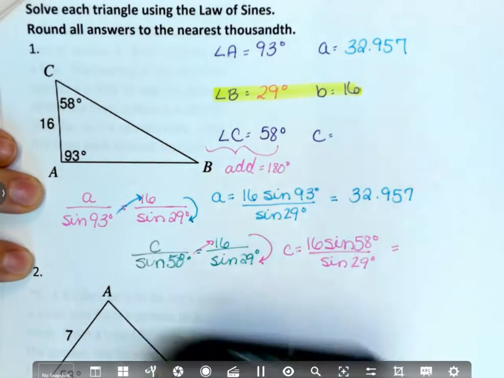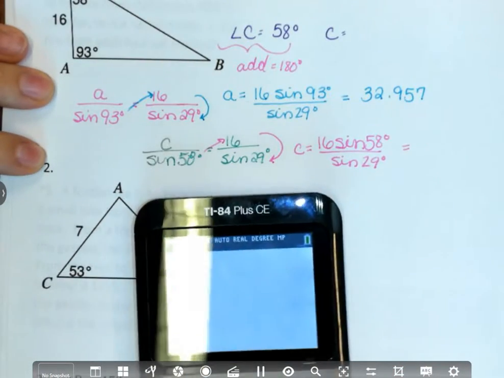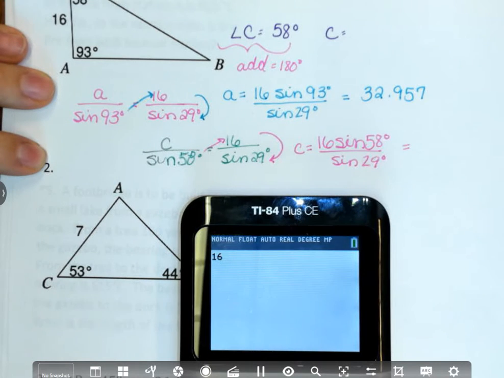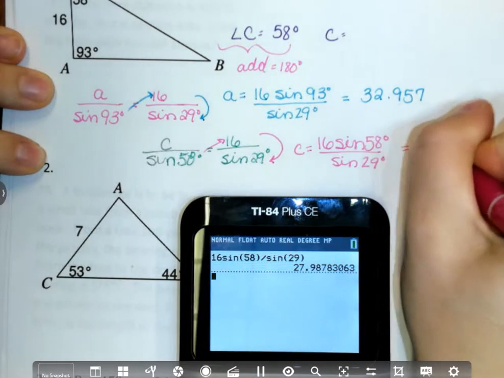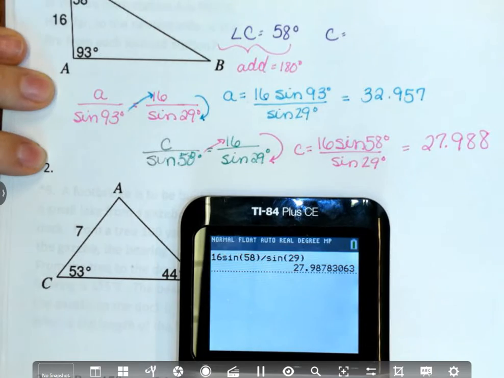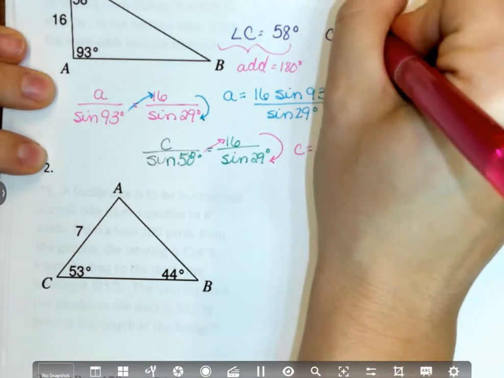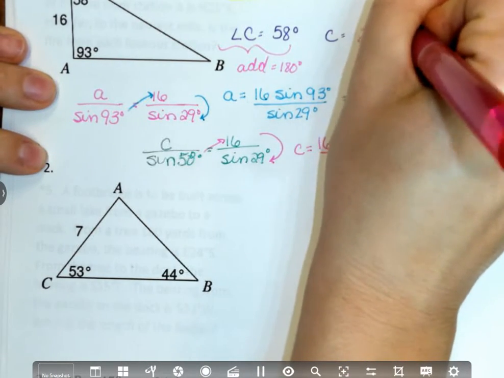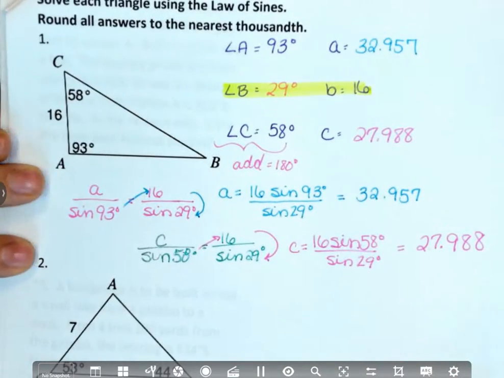Okay. So let's see if I can type it in without getting too creative. So I'm going to say 16 times the sine of 58. Again, making sure that you close your parenthesis. Divided by the sine of 29. Why are my fingers not working? Okay. And so I get 27.988. And I'm done.